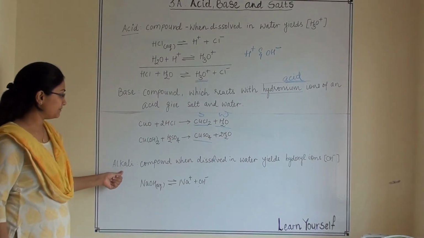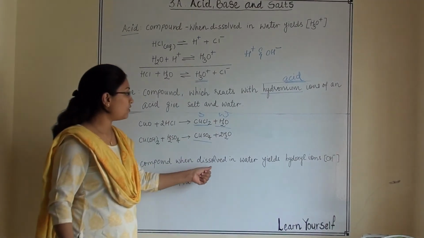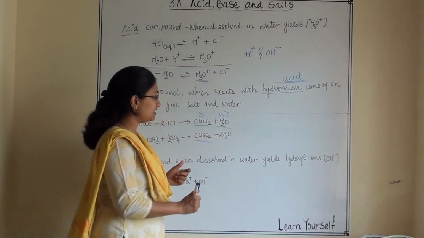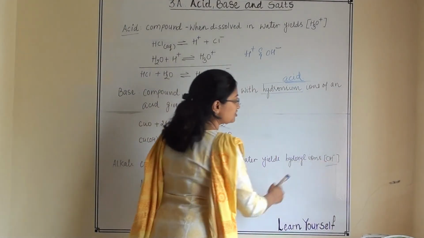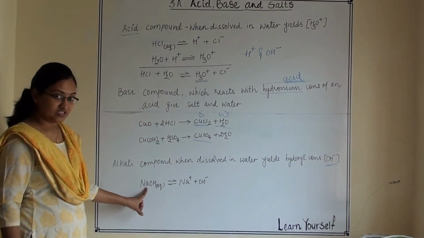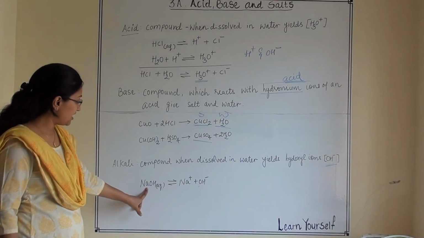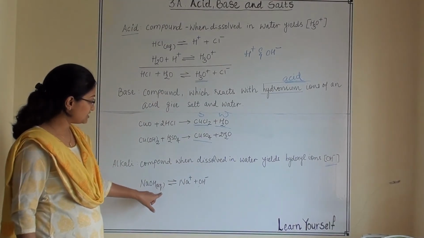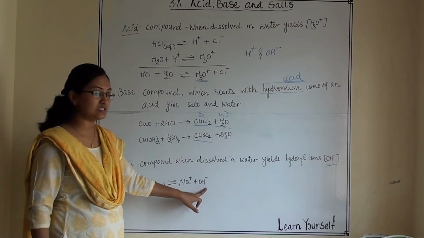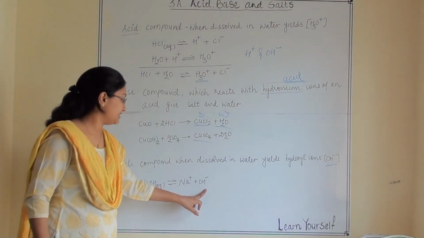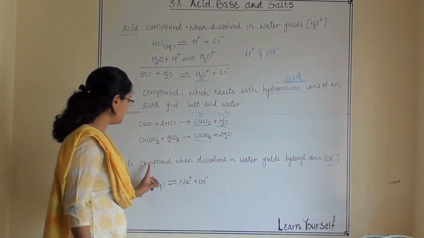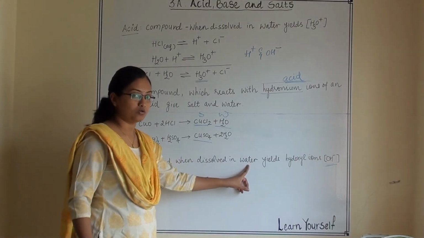Then an alkali. A compound when dissolved in water yields hydroxyl ion. What is the meaning of hydroxyl ion? It is the OH- ion, hydroxyl ion. So NaOH is an alkali. Sodium hydroxide, in aqueous phase, when we are dissolving it, gives us Na+ and OH-. So these are the hydroxyl ions, which it will generate when we are dissolving in water.